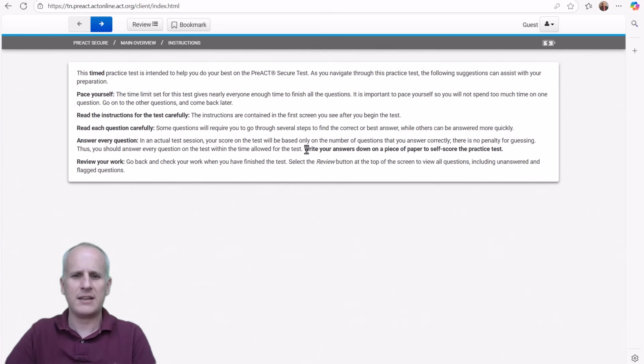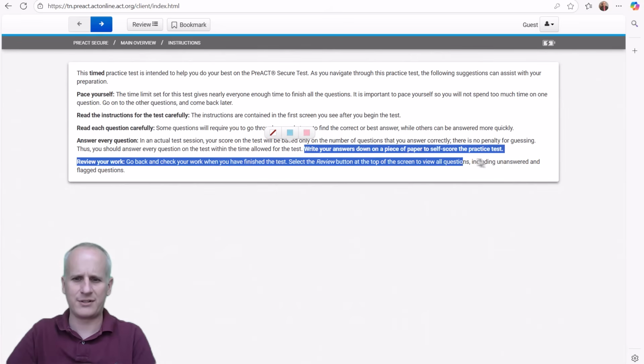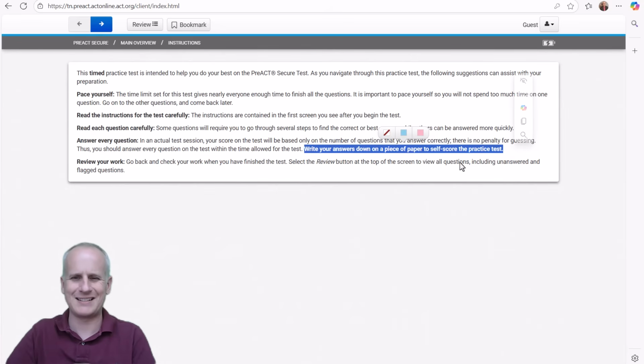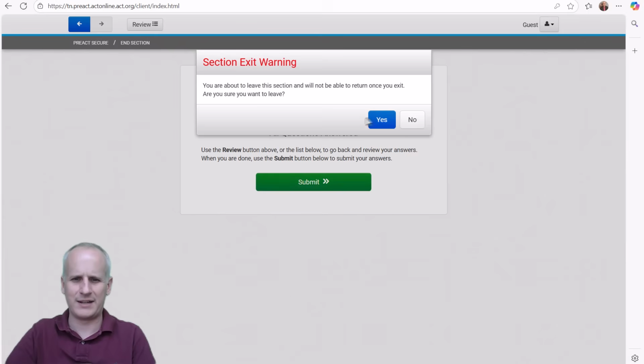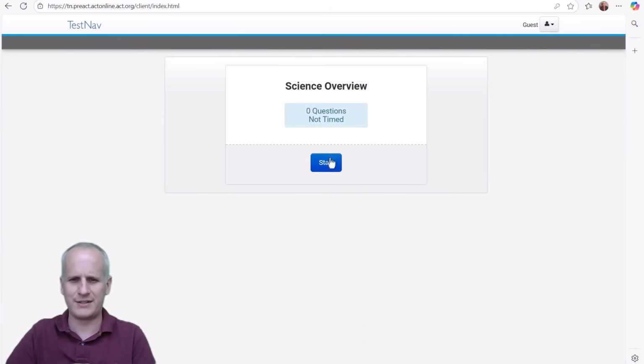explanations. And you can see you do have to write down your answers on a piece of paper to self-score the practice test because nothing is saved once you close out of the interface. So we're just going to click next, assuming that we've read those instructions. We're going to click next once more and submit. There are no questions there actually.